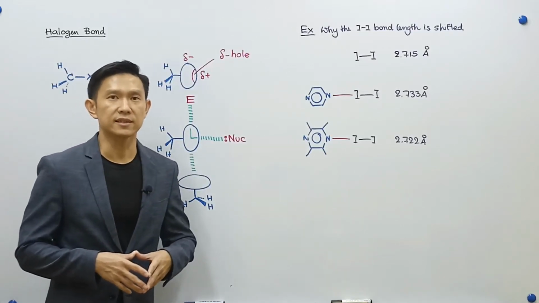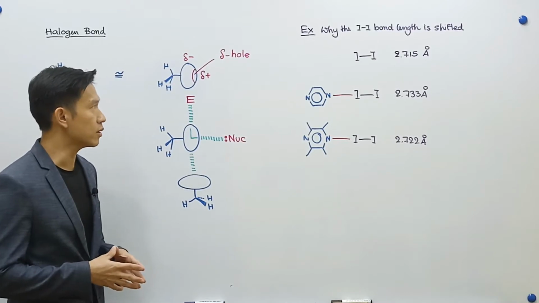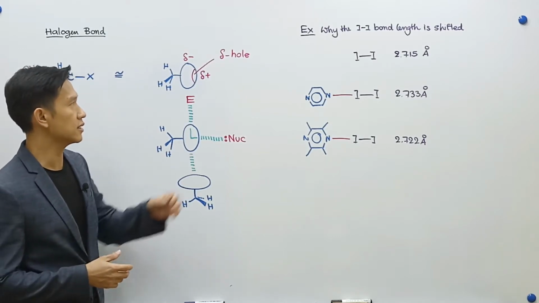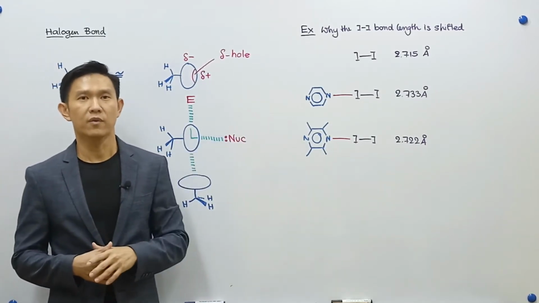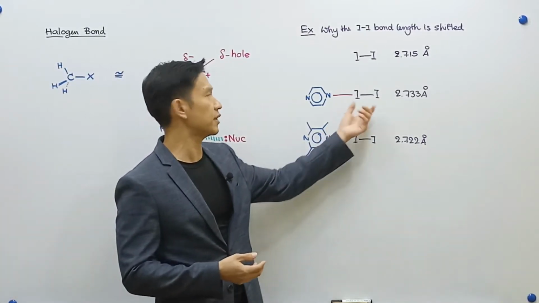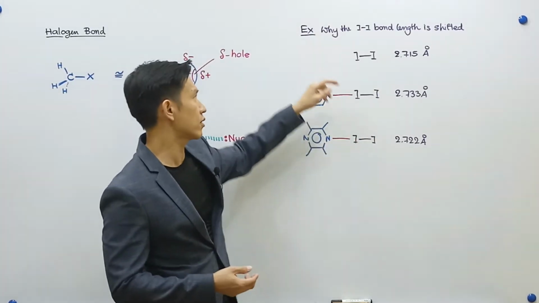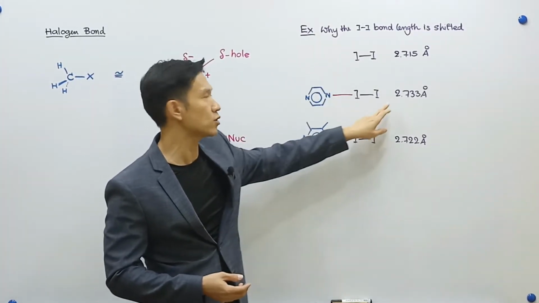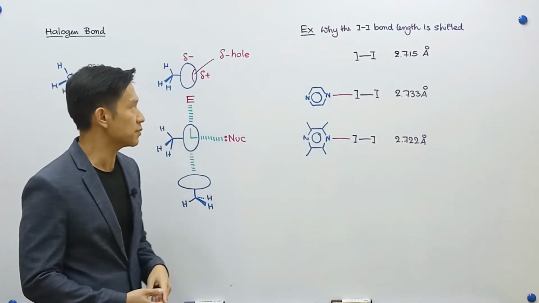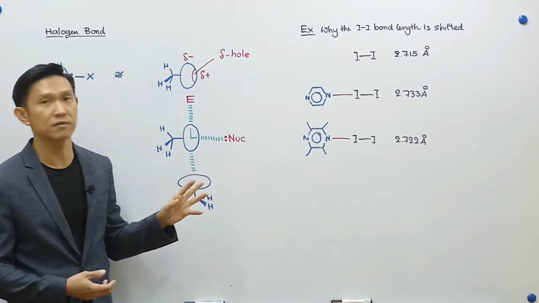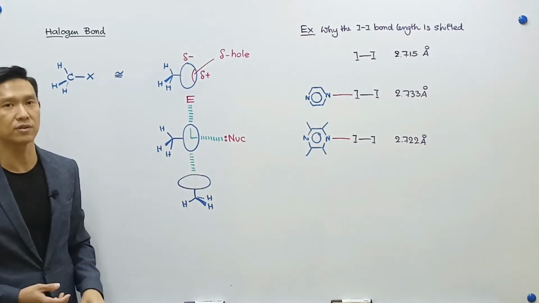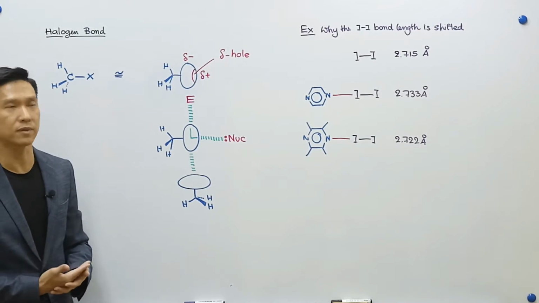The question regarding the halogen bond is that when we co-recrystallize the iodine molecules with two types of aromatic molecules, we have a linear polymeric chain structure, and the iodine bond length is shifted from 2.715 to 2.733 and 2.722. Right. So I want you to explain why the iodine bond length is shifted in this way. Okay. So you have to use halogen bond interaction to describe all about this.